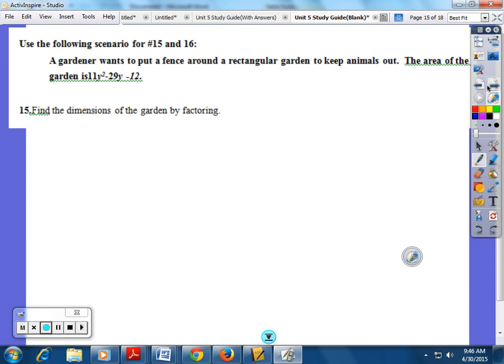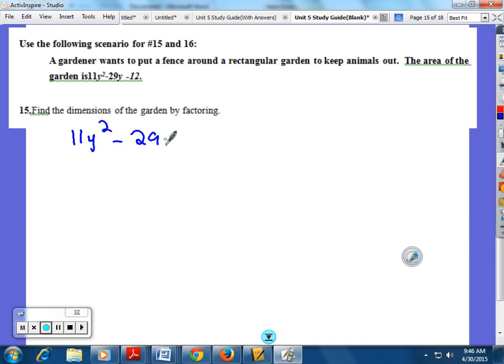And number 15, this is just like 3, 4, and 5 and one of the other word problems that we did. They tell us we have a rectangular garden, and the area is 11y squared minus 29y minus 12. They ask us to find the dimensions of the garden. Well, how do you find the area of a rectangle? It's length times width. So we factor this out, and that gives us the length and the width.